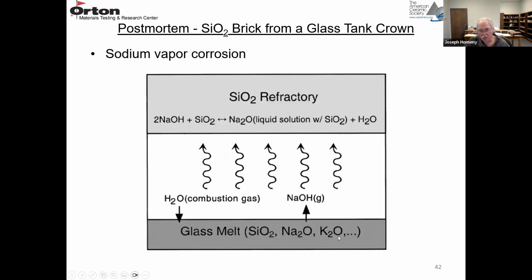So a diagram of what exactly is happening. Here's your glass melt. It contains primarily SiO2, and then the modifiers in the glass, Na2O and K2O. Na2O is very volatile. It reacts with the H2O in the combustion gas, and NaOH gas comes off, deposits on the silica refractory roof, and NaOH plus SiO2 forms Na2O. So the Na2O is now dissolving into the SiO2 refractory, and water is a byproduct.